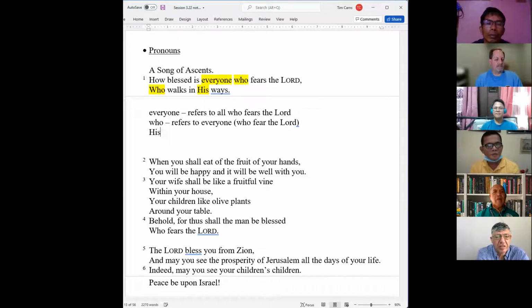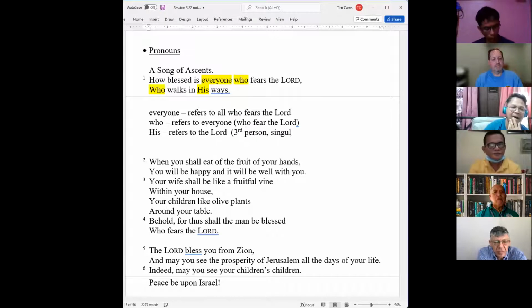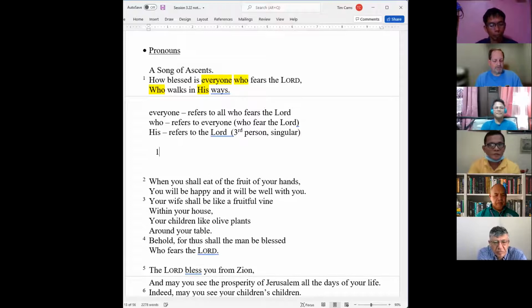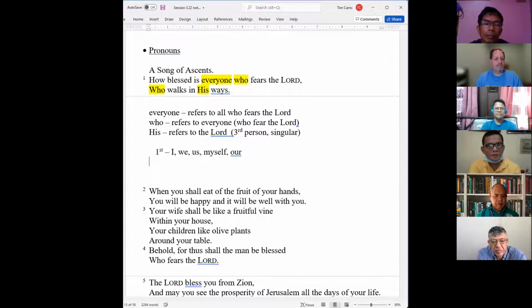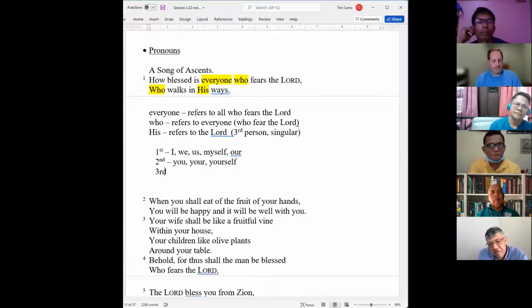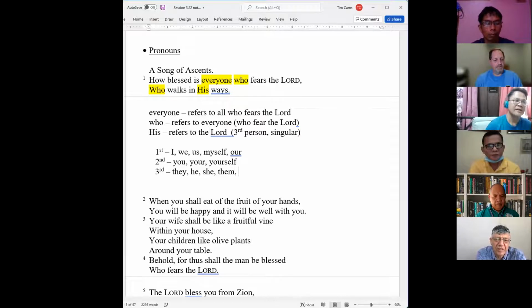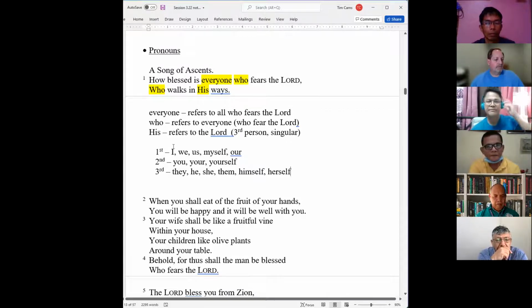Okay, and then we have his. In line 2, it refers to the Lord. Yes, refers to the Lord. And his is, we would say, third person, right? And singular. Okay, remember, for persons, we have the first person is I, we, us, myself, our, right? Second person pronouns would be you, yourself. And then third person would be ones like he, she, they, them, himself, herself. Okay. So good. All right. Great job.